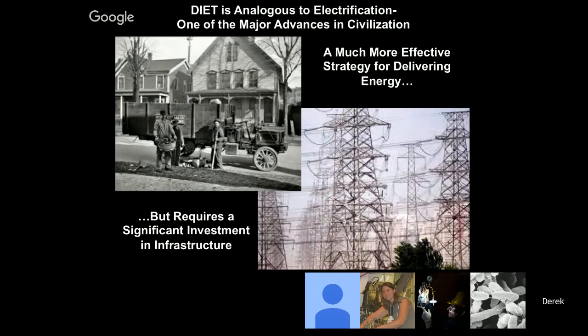DIET also, though, has its costs, and I like to think of DIET as being analogous to how civilization brought in electrification. So this was a major advance, of course, in how we obtain our energy. Showing on the left, I believe this is a coal delivery, obviously much slower than delivering electricity through power lines. But in order to get that electricity nice and fast, you have to make a big investment in infrastructure to have the power grid to get it to your house. So I think this is the trade-off with DIET, is the cells have to invest in the electrically conductive pili and also whatever connectors the methanogens might produce.